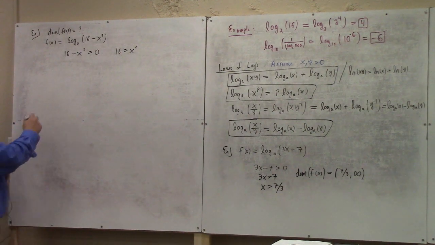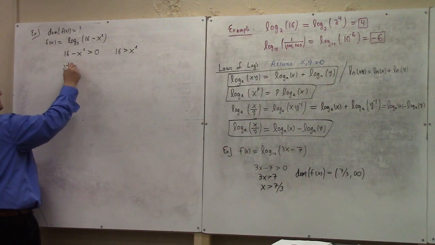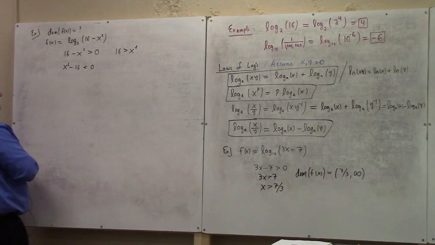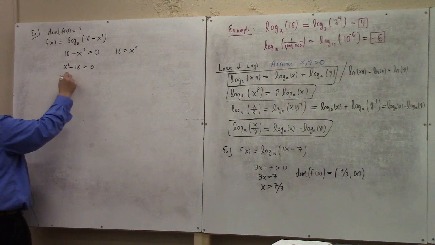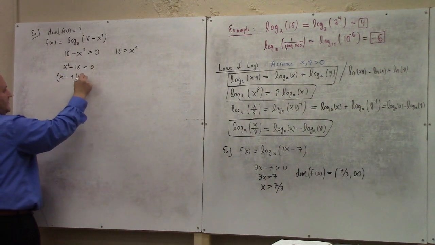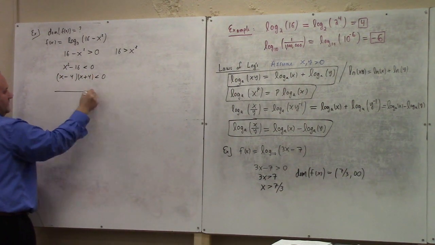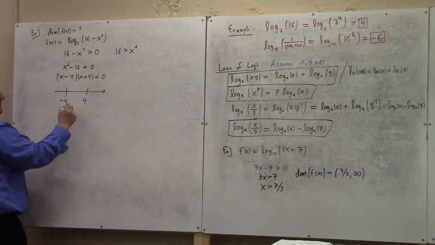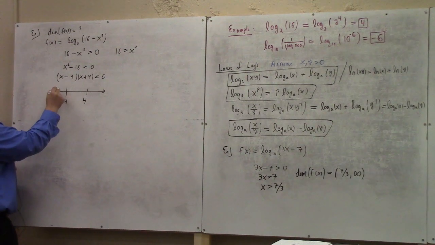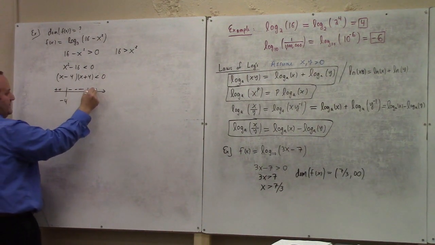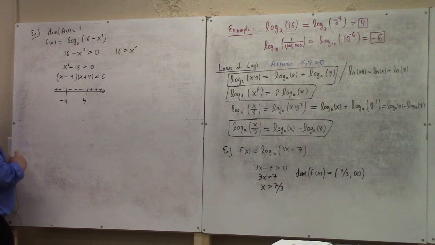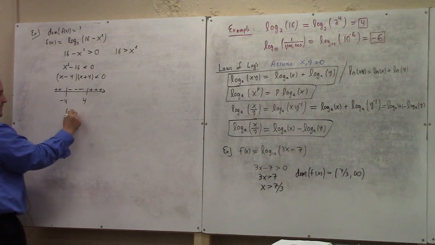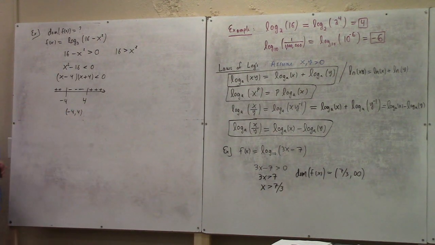Well, I was suggesting we would do x squared minus 16 is less than 0. And then that's x minus 4 times x plus 4 less than 0, which tells me I've got critical numbers at minus 4 and 4. And then I plug in points. I've got pluses over here, minuses in here, and pluses over here. And so my solution is minus 4 to 4. So you're right.